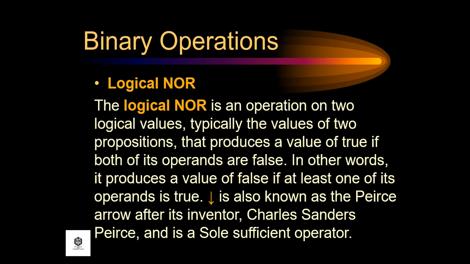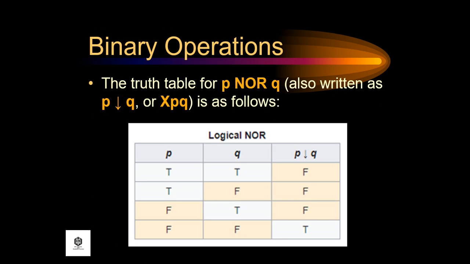Logical NOR. The logical NOR is an operation on two logical values, typically the values of two propositions, that produces a value of true if both of its operands are false. In other words, it produces a value of false if at least one of its operands is true. Arrow down is also known as the Peirce arrow after its inventor, Charles Sanders Peirce, and is a sole sufficient operator. The truth table for P NOR Q is as follows.